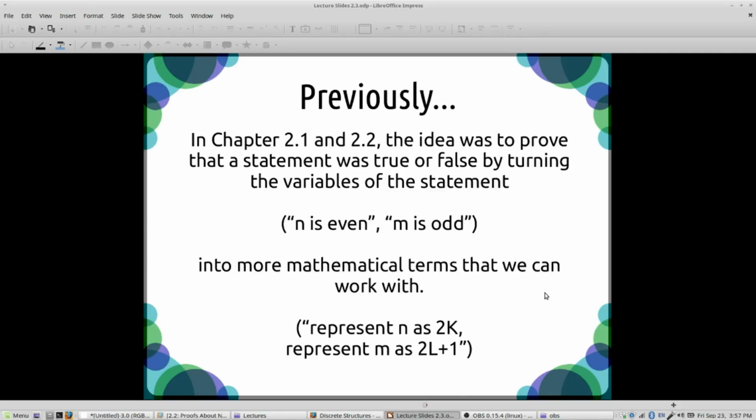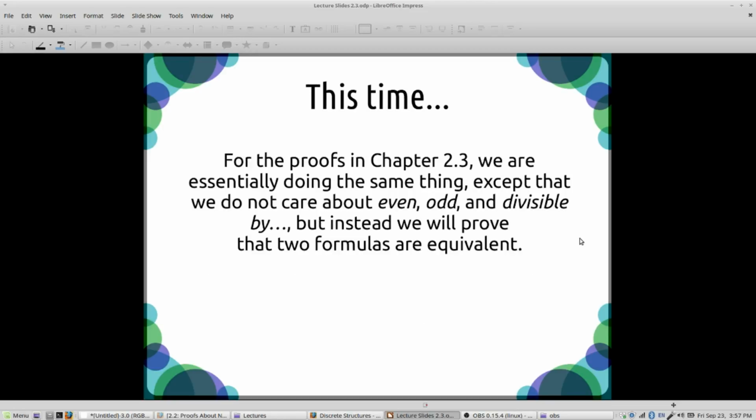So previously, in 2.1 and 2.2, we were trying to prove statements either true or false by turning variables like n is even or m is odd into mathematical terms like 2k and 2l plus 1 that we can actually work with, because if we just have n plus m, there's nothing we can do with that. But if we have 2k plus 2l plus 1, then we can at least rearrange the numbers and simplify a little bit.